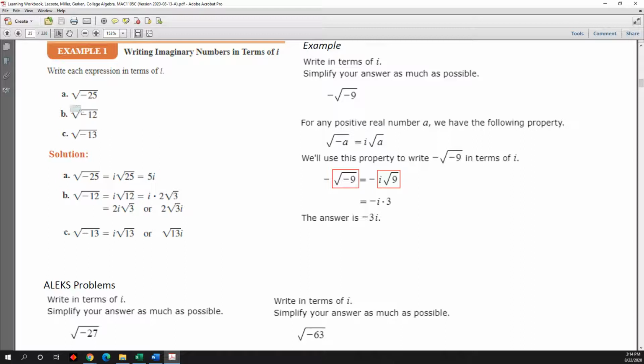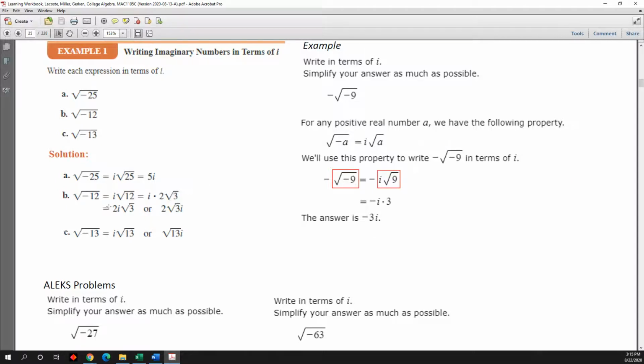Our next part, the square root of -12. Well, the square root of -12 is the same thing as i times the square root of +12. Now, the square root of 12 can be simplified. We know that 12 is 2 times 2 times 3. And since there's a pair of 2's, they send one representative out to multiply, leaving the 3 behind. So the square root of 12 becomes a 2 on the outside and a square root of 3 on the inside. Of course, we still have the i.